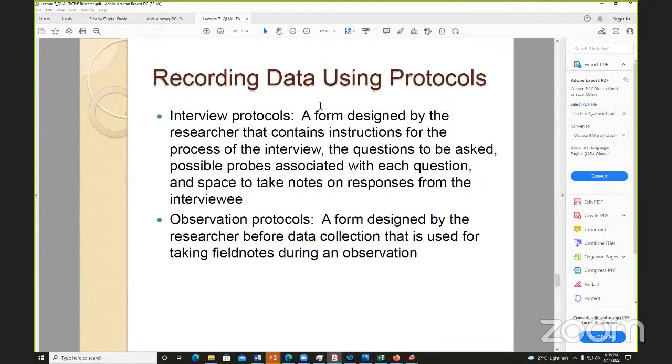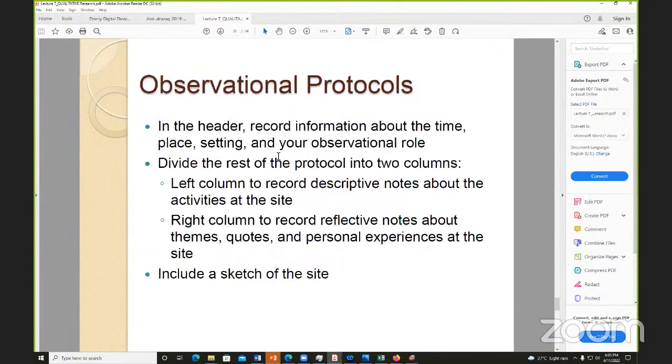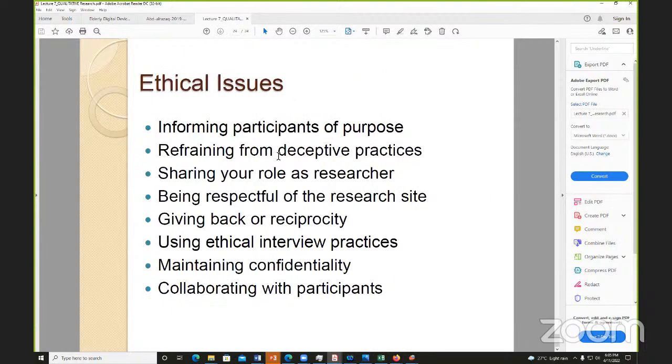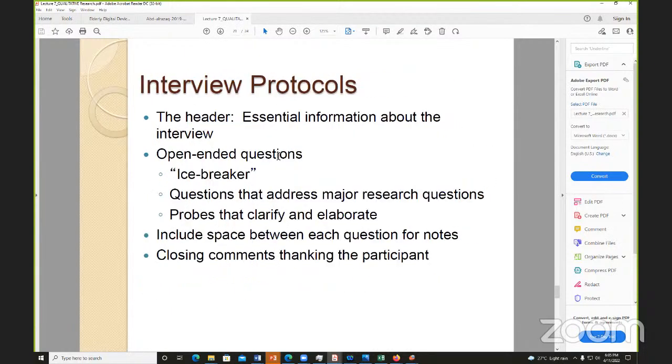Right. So for any qualitative project, you want to use protocols. Those protocols are basically the set of rules that you're following. In general, for an interview, you have a header, the icebreaker you're going to use, the research questions and the probes.